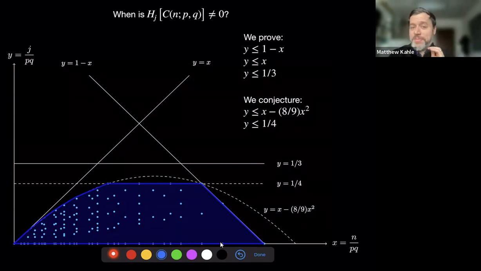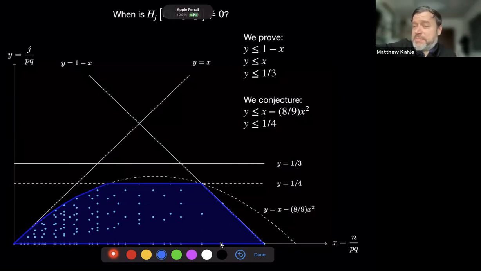And my favorite conjecture here, and something that I think is very fun to think about, is maybe y is less than or equal to x can be improved a little bit to y is less than or equal to x minus 8/9 x squared. So you see this parabola here. And so there's this smaller blue shape that is almost a trapezoid, but the top left corner of it gets cut off by this parabola. The shape of that parabola is y equals x minus 8/9 x squared. We suspect that there's nothing outside of that parabola.